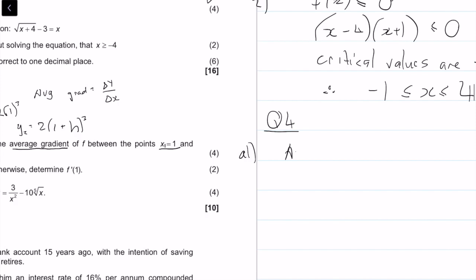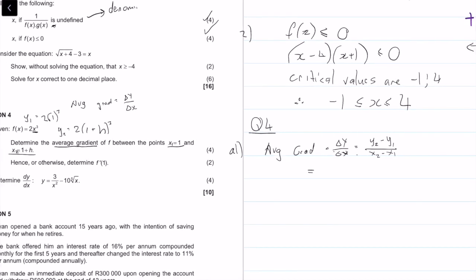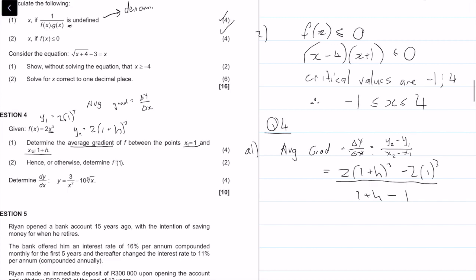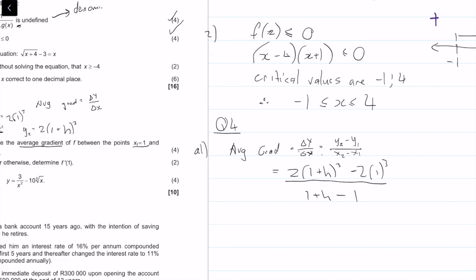Okay, so we can say that the average gradient is equal to change in y over change in x, which is equal to y2 minus y1 over x2 minus x1. What we can say that's equal to, so we said that y2 is going to be 2 times 1 plus h cubed, minus 2 times 1 cubed, over x2, which is 1 plus h, minus x1, which is 1. Okay, so now it's just a lot of maths, so let's go for it.